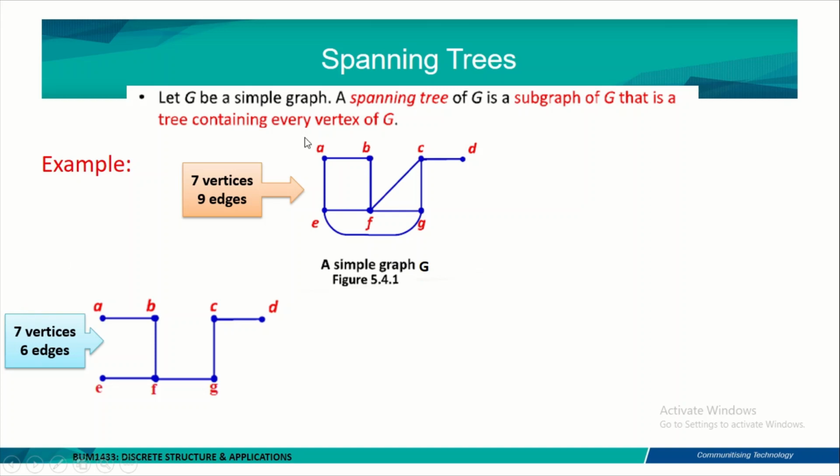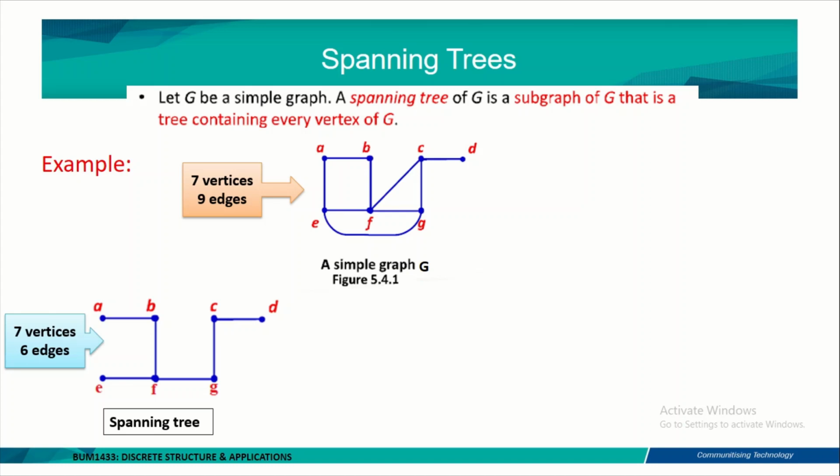So we know that a spanning tree is a subgraph of G that is a tree containing every vertex of G. So for this subgraph, we see that it contains all the 7 vertices, and also it has the 6 edges here. So it follows the theorem of the tree that n vertices has n minus 1 edges. So this subgraph is the spanning tree.